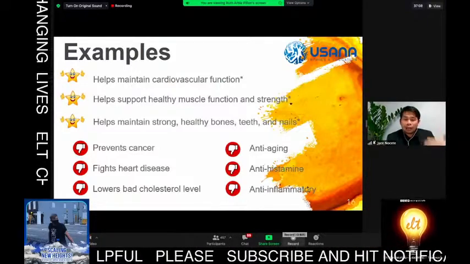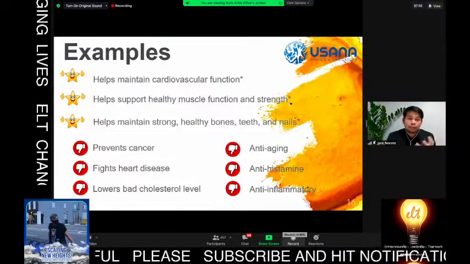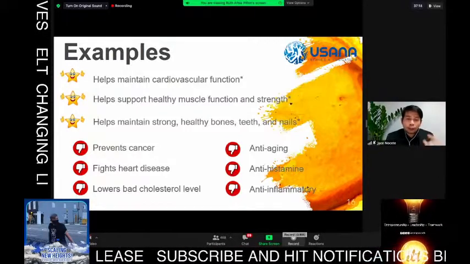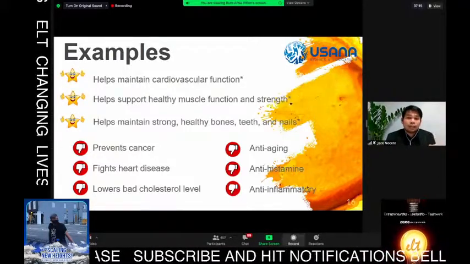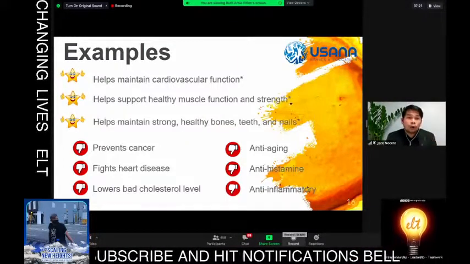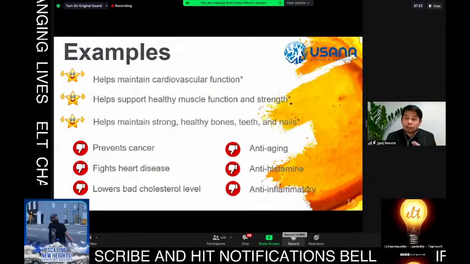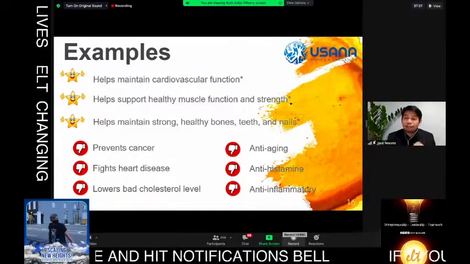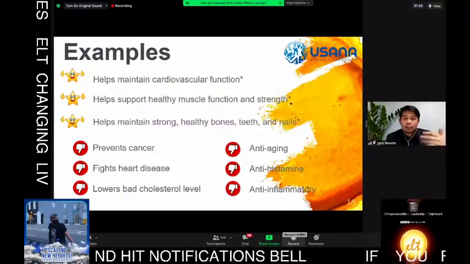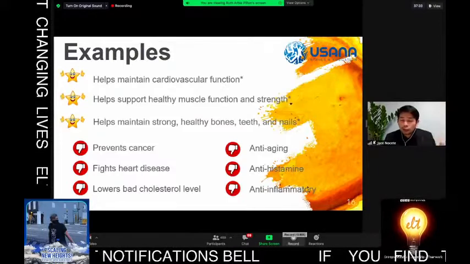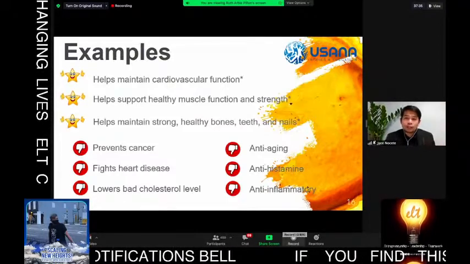So this is how you should be promoting the products. And of course, those on the lower side of the screen, those that have a thumbs down, for example: prevents cancer, fights heart disease, lowers bad cholesterol level, anti-aging, antihistamine, and anti-inflammatory. These are terms that we should never use because these are associated with medical conditions or certain diseases.